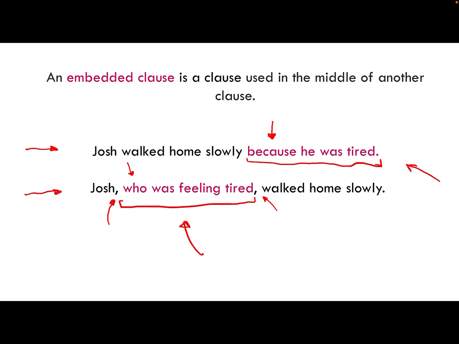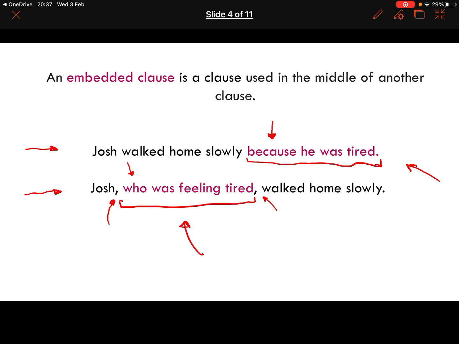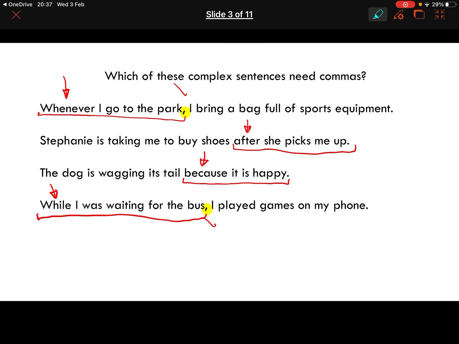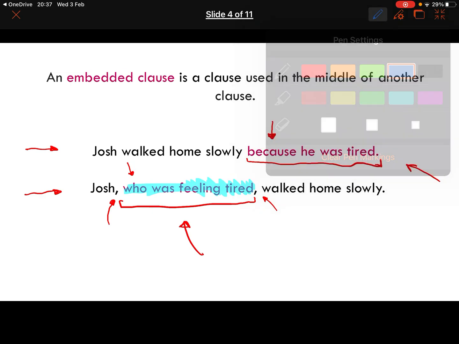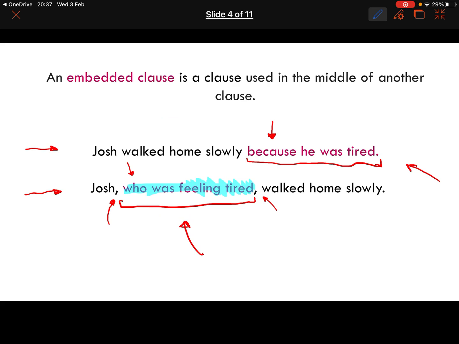So I can, in theory, let me get my highlighter. I could take this out. I could just ignore this. Josh walked home slowly. That makes sense on its own. Josh, who was feeling tired, walked home slowly. Now I'm adding more information about Josh. This is related to Josh, therefore it goes there. If I said Josh walked home slowly, who was feeling tired, it's quite hard to follow. So we're putting the important information near to where it needs to go.